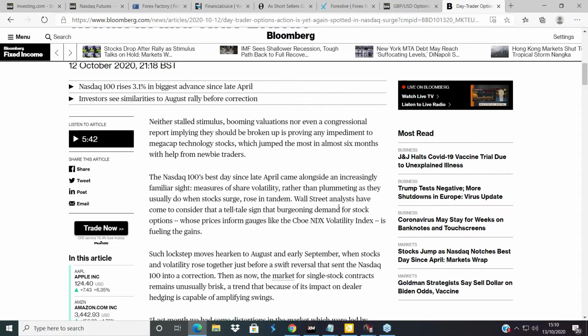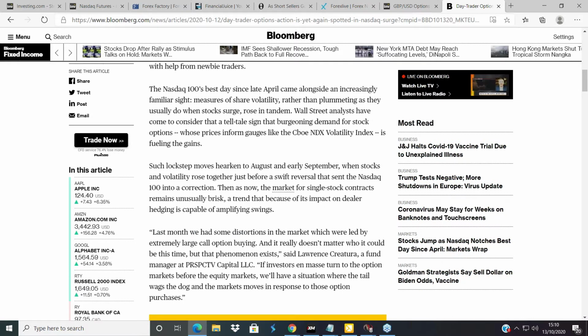Now, there are all sorts of reasons why the options market is behaving the way it is. One of them is because there has been a huge influx into this market from retail traders. It is the only way that you can participate and take a punt, if you like, on very expensive stocks such as Amazon, particularly Amazon.